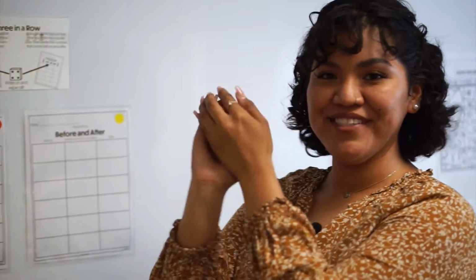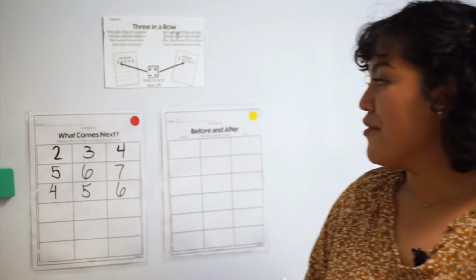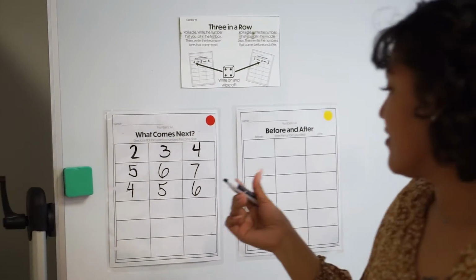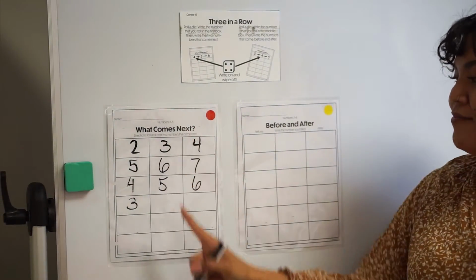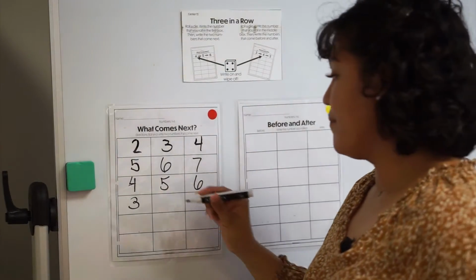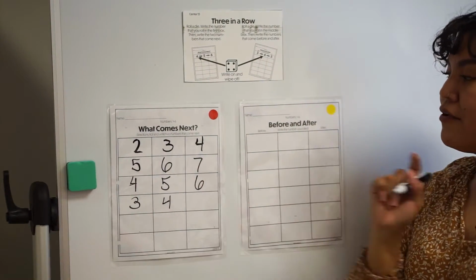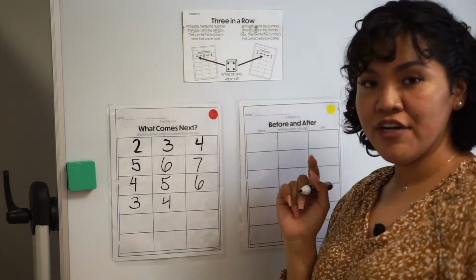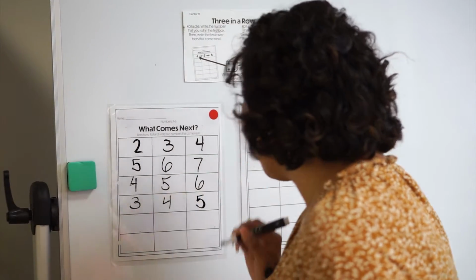Let's roll it one more time. And we rolled a 3. 1, 2, 3. So we're going to write a number 3 in the first box. Okay, what comes next after 3? 4. 4 comes next. So we have 3, 4. What comes after 4? 5. 5 comes after 4.